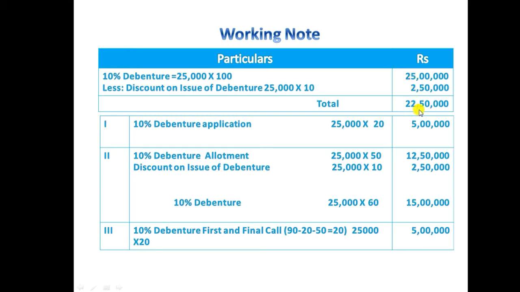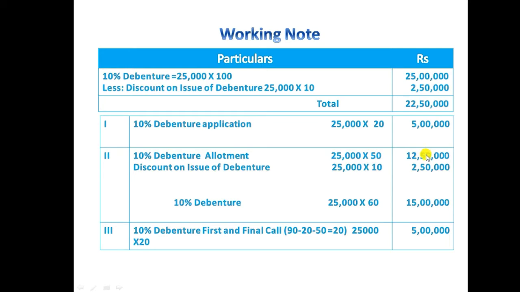So this 22,50,000 rupees the company is going to collect in 3 installments. The first installment is called application. So 10% debenture application, 25,000 debentures into 20 each. So 5 lakh rupees the company will collect at the time of application. After receiving the application, the company will allot the debentures. Once it is allotted, the company will collect the second installment from the debenture holder. So 10% debenture allotment account, 25,000 debentures into 50 each, it is 12,50,000 rupees.